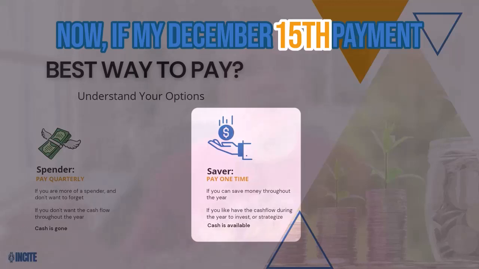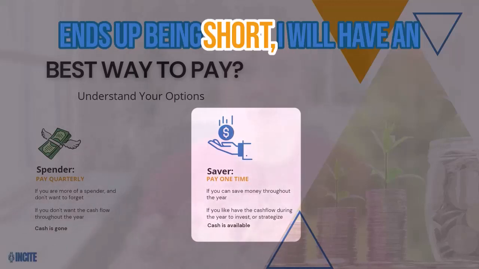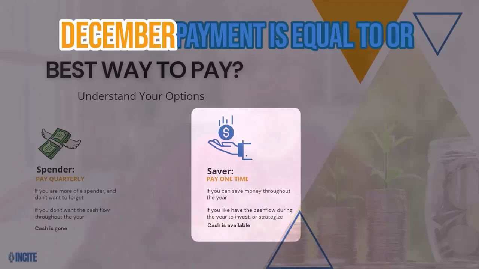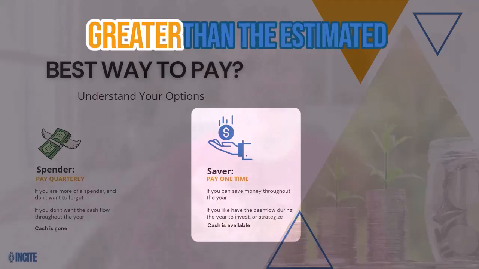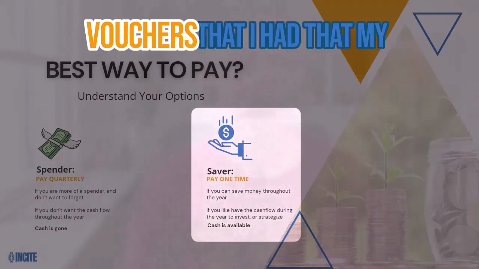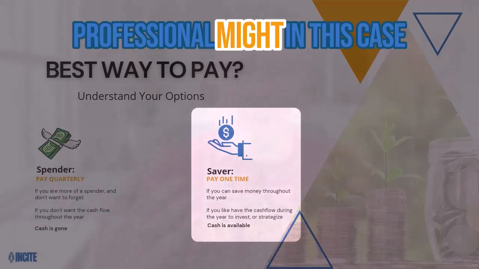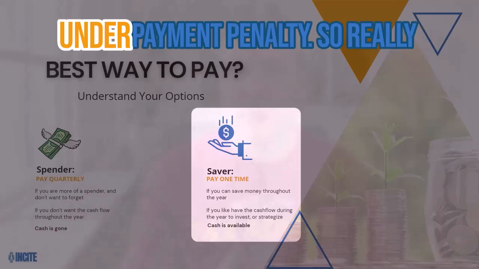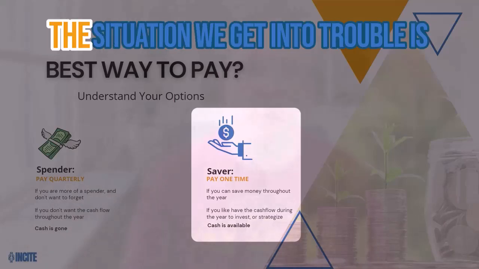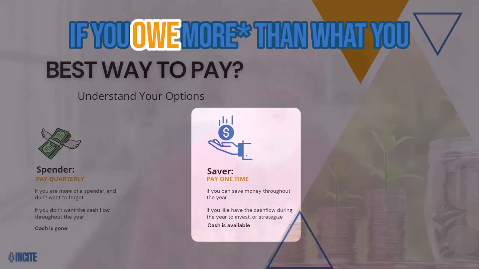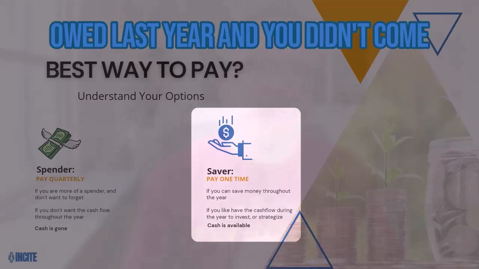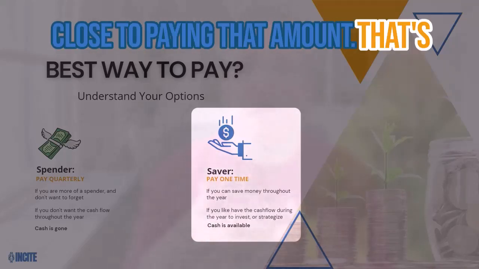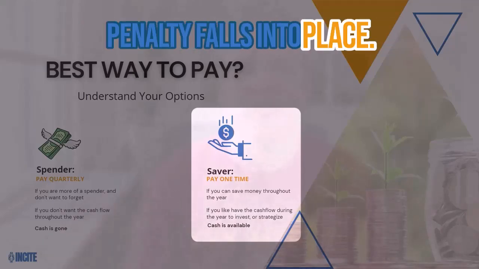Now, if my December 15th payment ends up being short, I will have an underpayment penalty. If my December payment is equal to or greater than the estimated vouchers that my professional, in this case myself, gave me, and I made those payments, then I also would avoid an underpayment penalty. So really the situation we get into trouble is if you owe less than what you owed last year and you didn't come close to paying that amount. That's usually where the underpayment penalty falls into place.